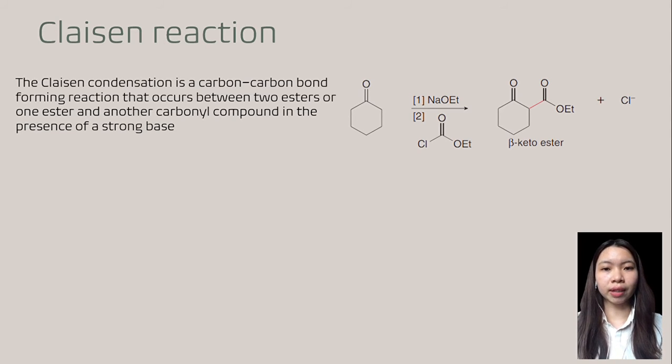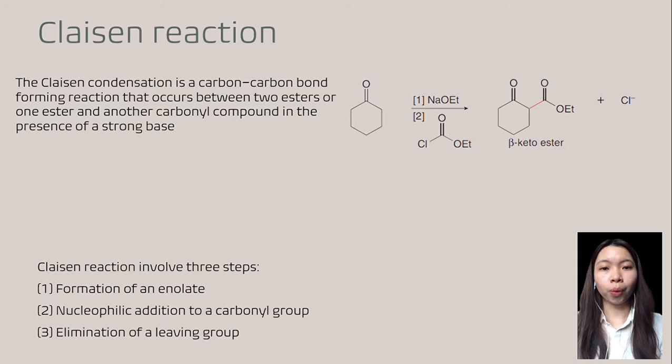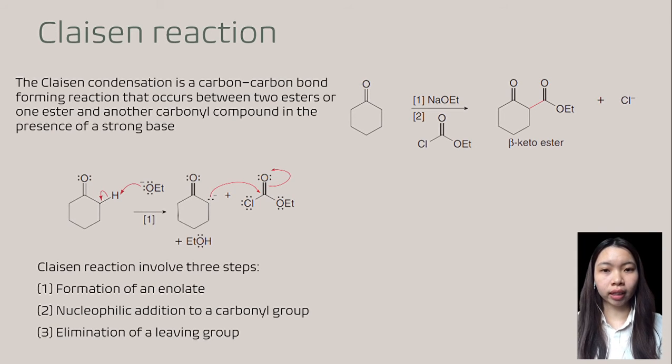Claisen reaction involves three steps. The first is the formation of an enolate, where the negative OEt from the base will attack the alpha hydrogen and form the enolate. To be informed, the enolate is generally formed from the ketone component, and the reaction works best when the ester has no alpha hydrogens.